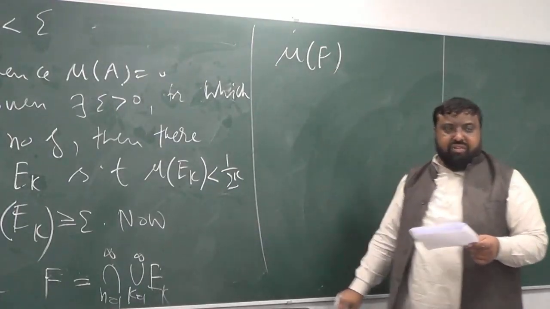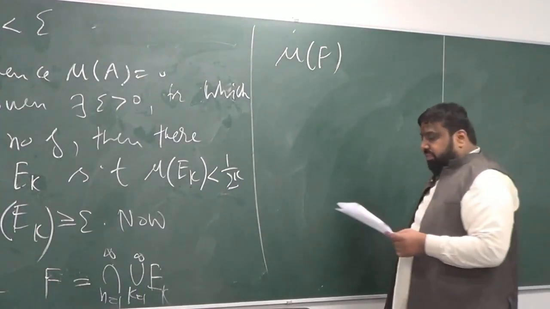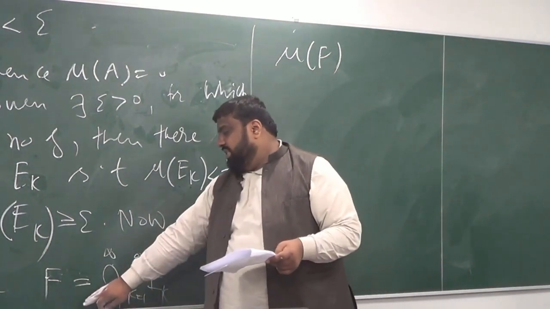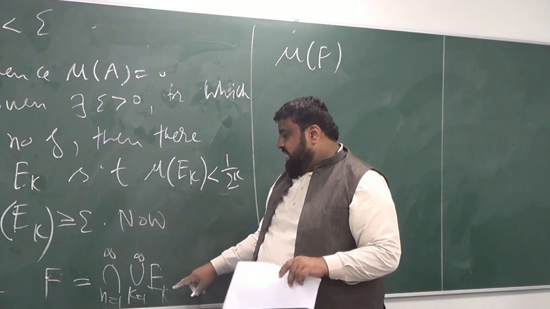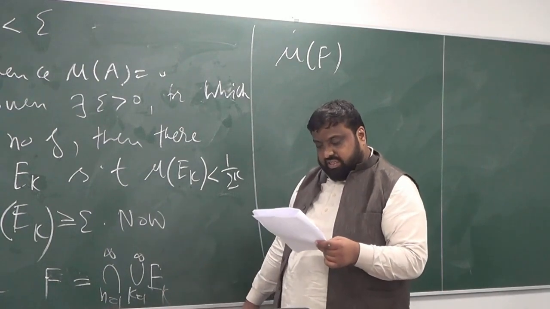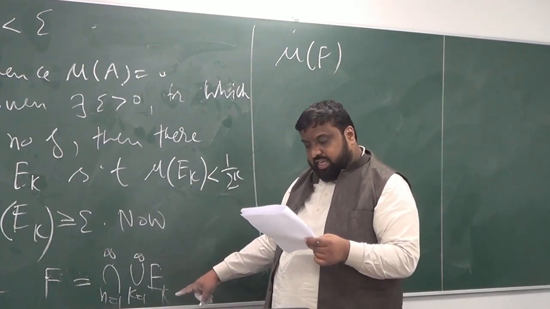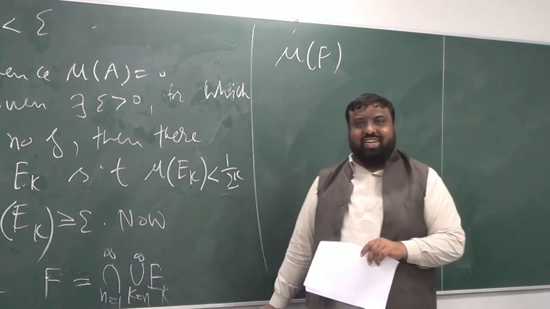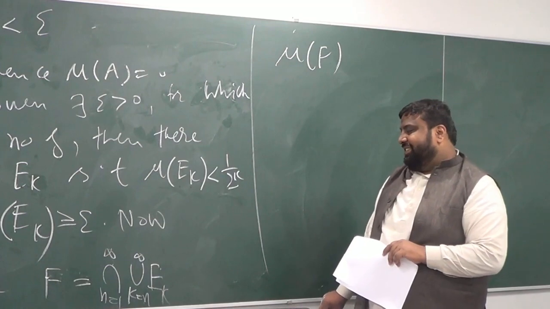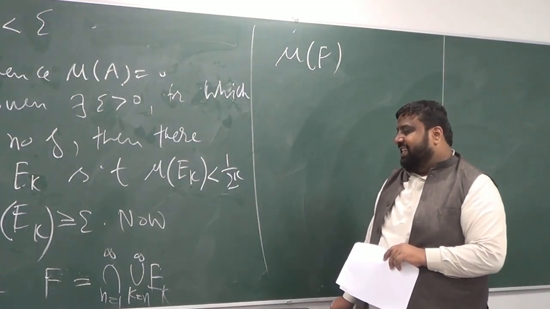Let's compute the mu of F. So the mu of F is going to be the mu. So one of the things is that, think about it, it's not going to be k equal to 1, it's going to be k equal to n. That's a mistake that we make all the time. Okay? So it will be k equal to n to infinity.